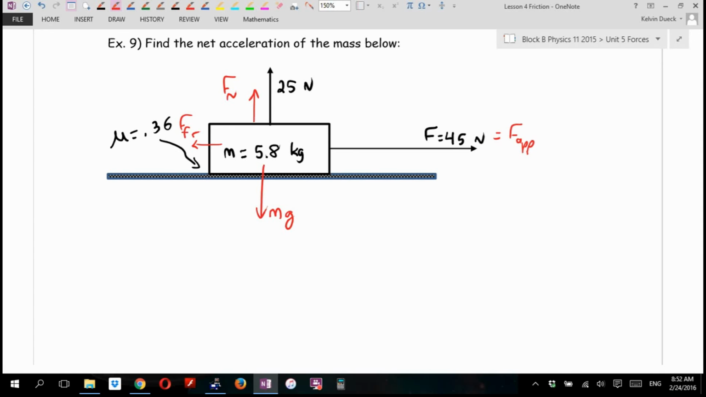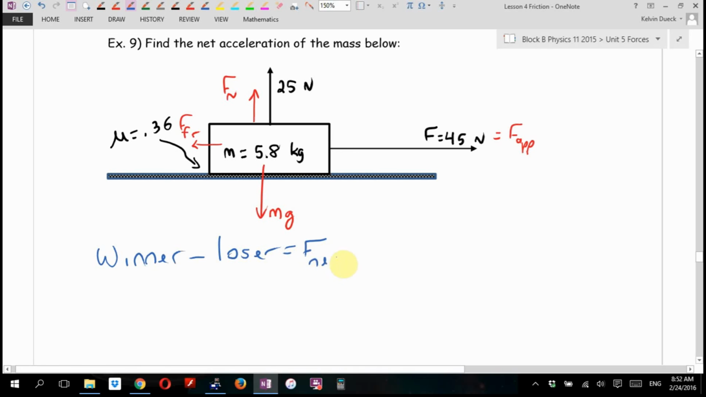You with me so far, Kareem? What does this question ask me to find? I really think I need to write an equation. Who's winning? Just to jog your memory, I'm going to go winner minus loser equals F net. As soon as it said net acceleration, I said it probably wants the acceleration from the net force. That was also a trigger. I better go winner minus loser. Vertically, it's a tie. Horizontally, who's winning?